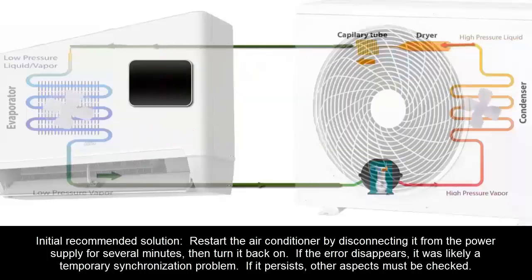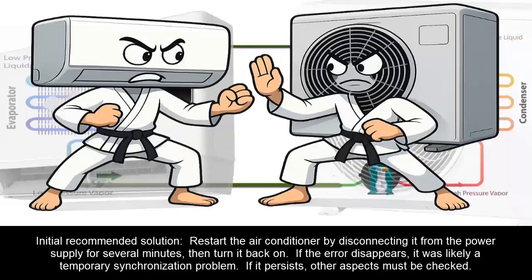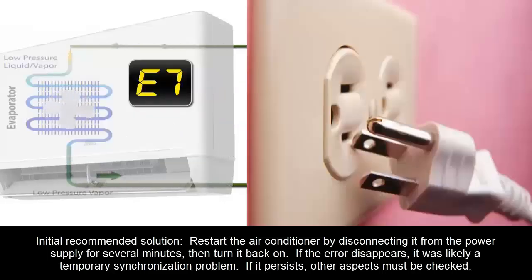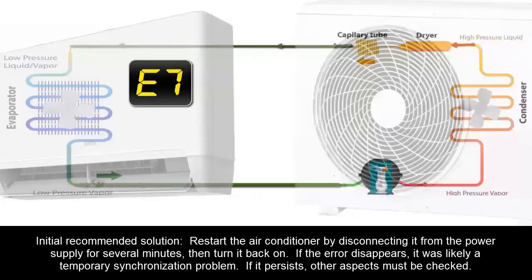Initial recommended solution: restart the air conditioner by disconnecting it from the power supply for a few minutes, then turn it back on. If the error disappears, it was likely a temporary synchronization problem. If it persists, other aspects must be checked.